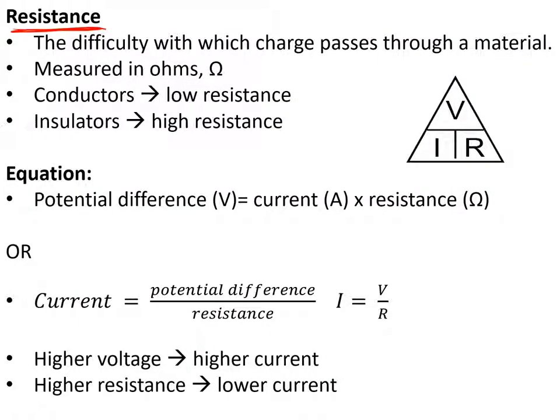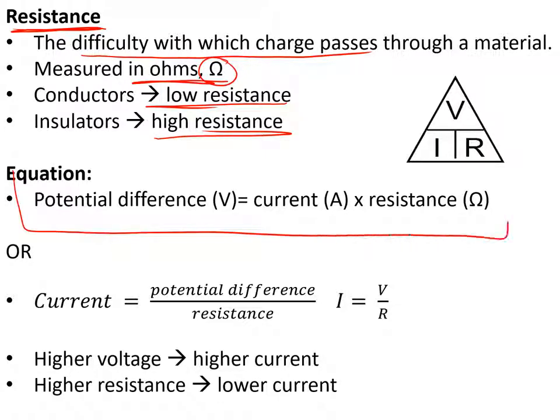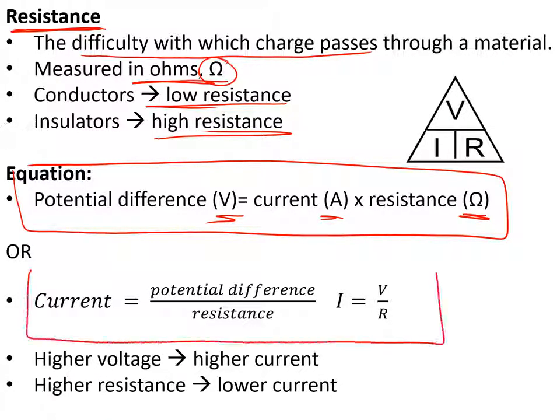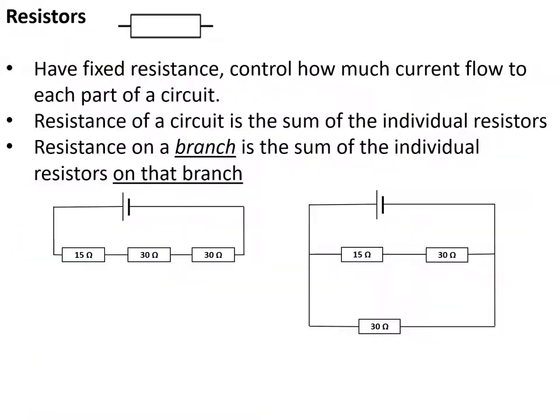Resistance is the difficulty that electricity has passing through a material, and it is measured in units called ohms. Note the symbol. Conductors have low resistance, whereas insulators have high resistance. This leads to the equation potential difference equals current times resistance, V equals IR. Note the units for each of those things, but I think that equation is better written in this form. Current equals potential difference divided by resistance. So this tells us that the current is bigger if the potential difference or the voltage is higher, and the current is smaller if the resistance is higher.